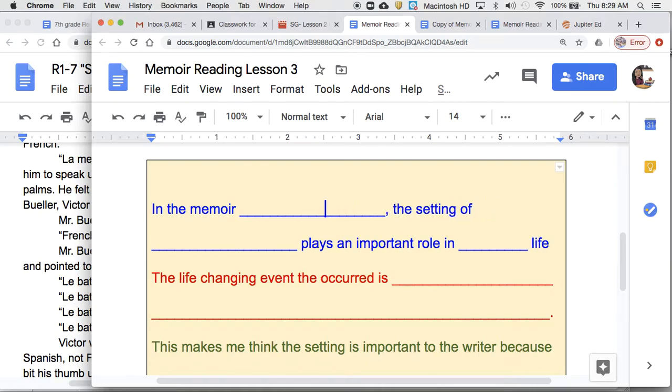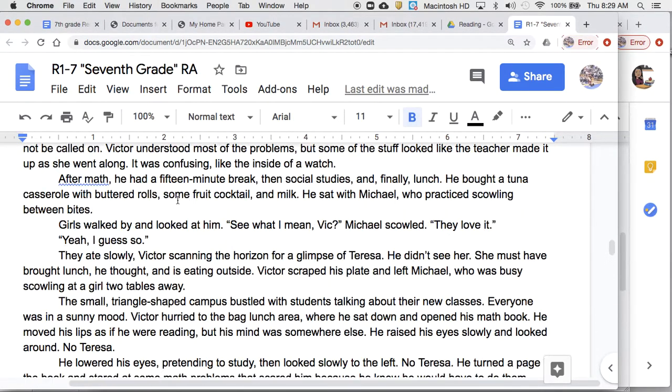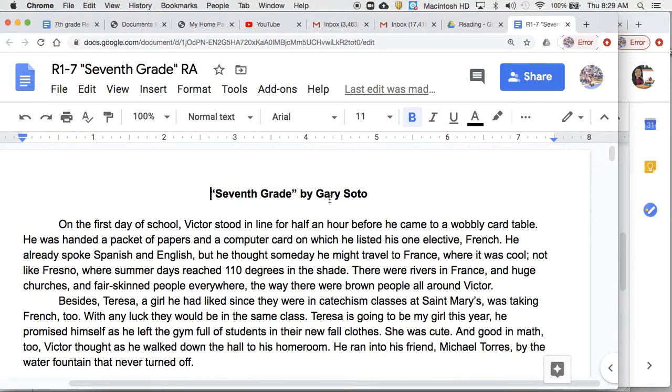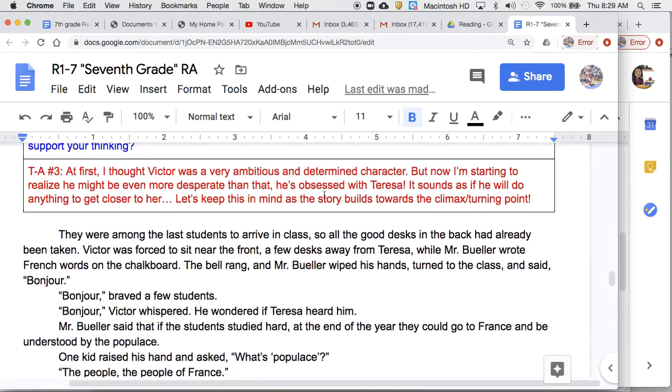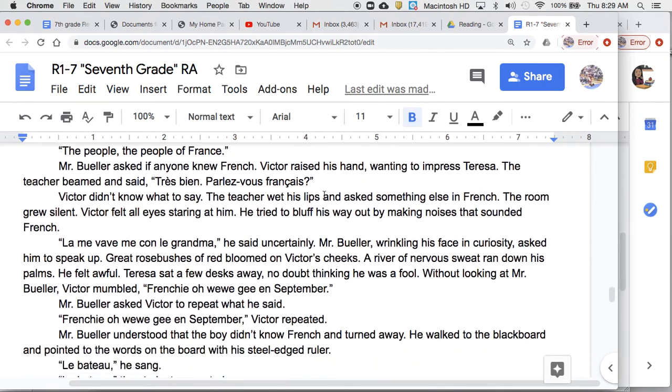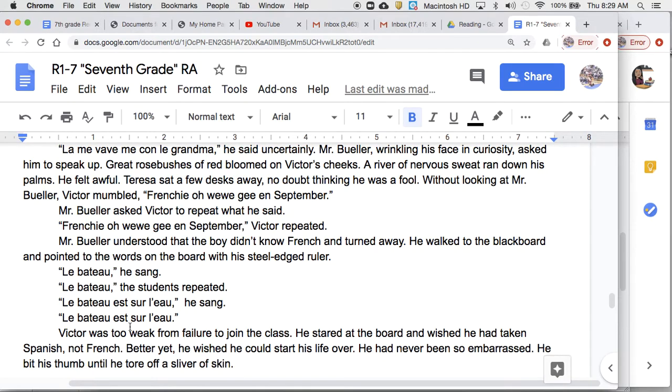So when I do the post-it, it says in the memoir, and so I would say in the memoir 7th grade by Gary Soto. Right, let me check that's the author. All the way at the top, it tells me my author, yep, Gary Soto. Then I have to find that scene again, where we're in the French room. Right here, and this part of the text kind of sums it up.